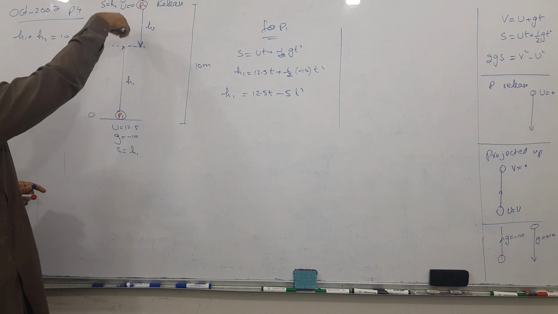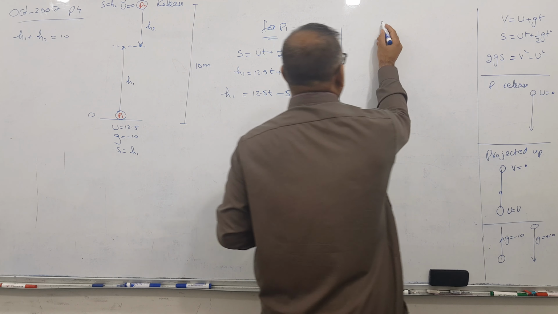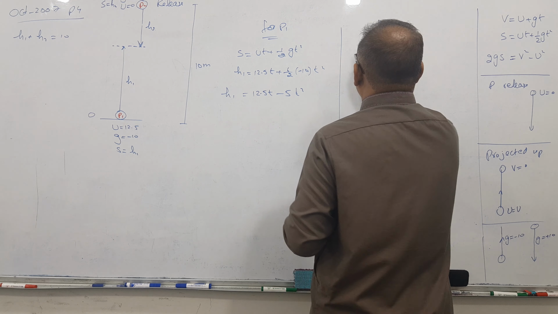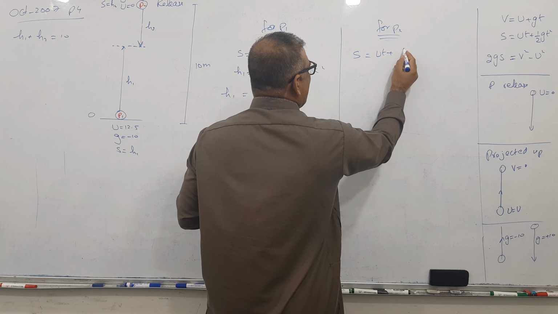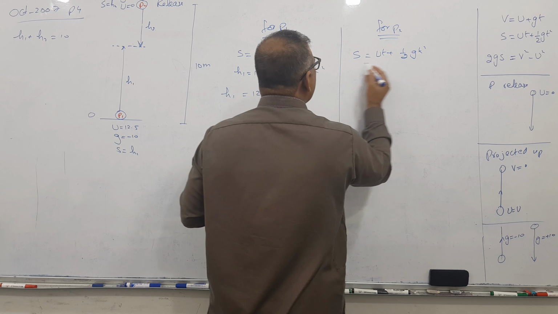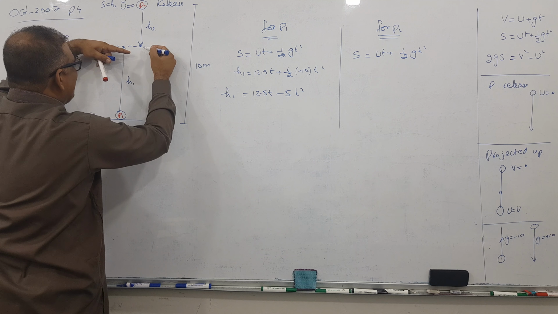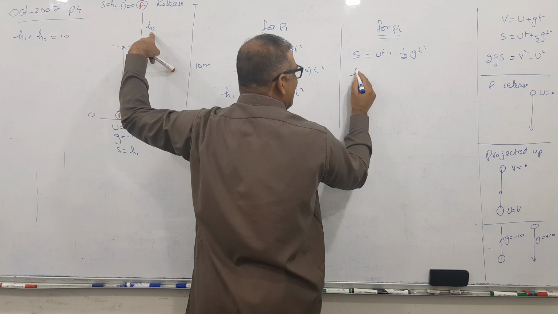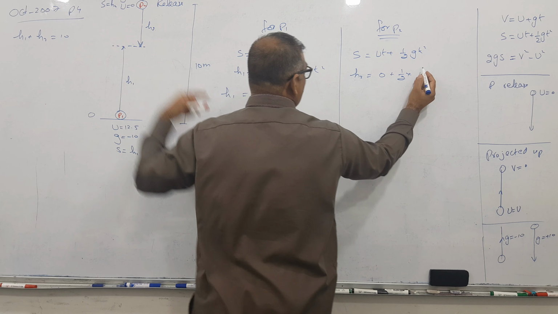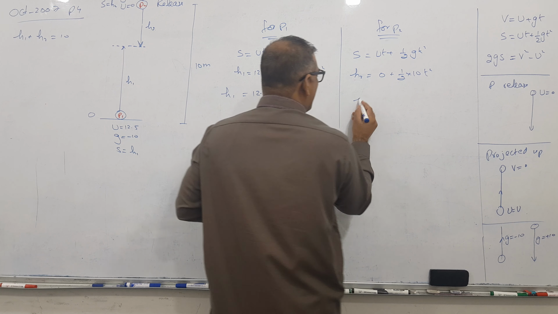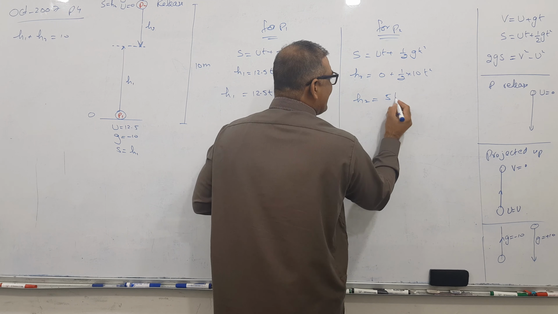Let's talk about the particle falling down, so I'm writing here for P2. Again the same equation: s equals ut plus half gt squared. What is the distance traveled when they meet? h2, so I write h2 right here. Initial speed is 0, released, so this term is gone. I got a half, and g is plus 10 while coming down, and t squared as it is. So I got h2 is 5t squared.